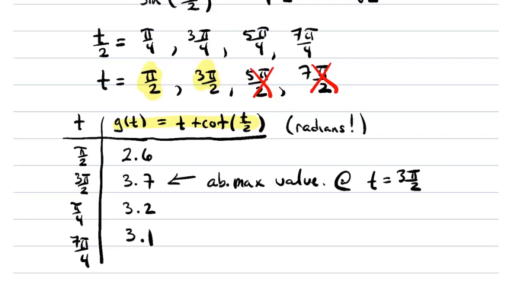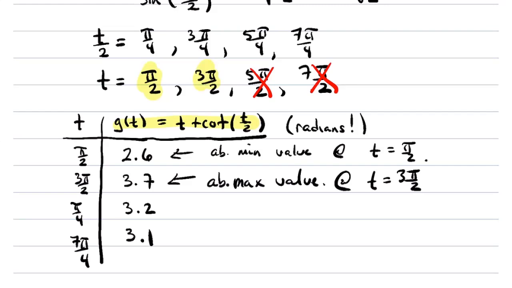Where's our absolute min? What's the smallest number? It looks like it's happening at pi over 2. Our absolute minimum value is 2.6 approximately. And that was happening at t equals pi over 2. So there's a second example illustrating the method. Let's switch over and enjoy our work graphically on Desmos, and then we'll do another one.